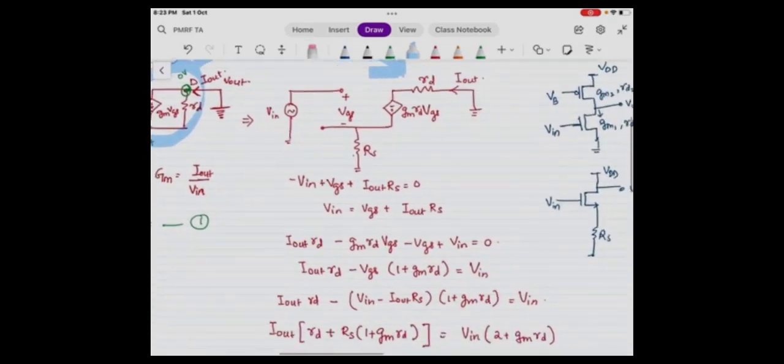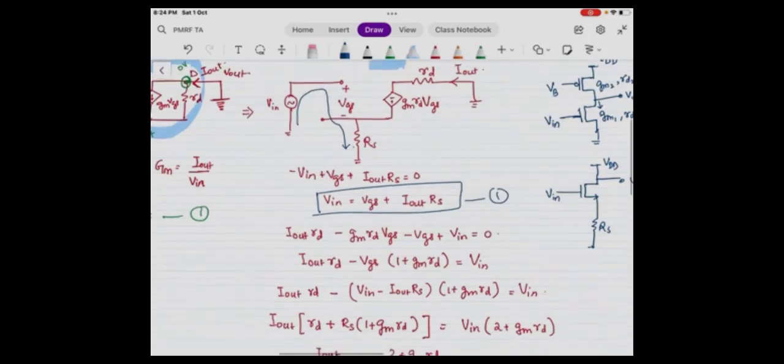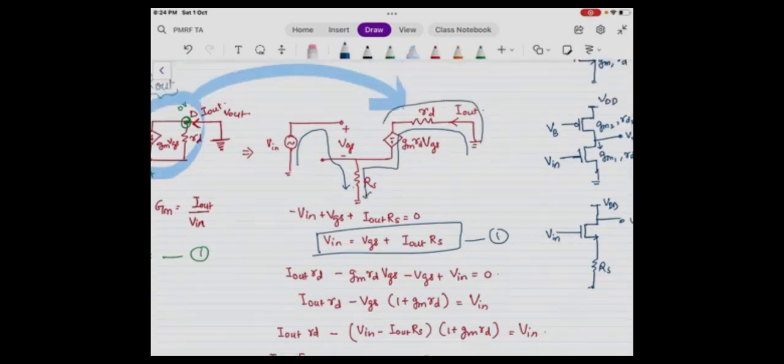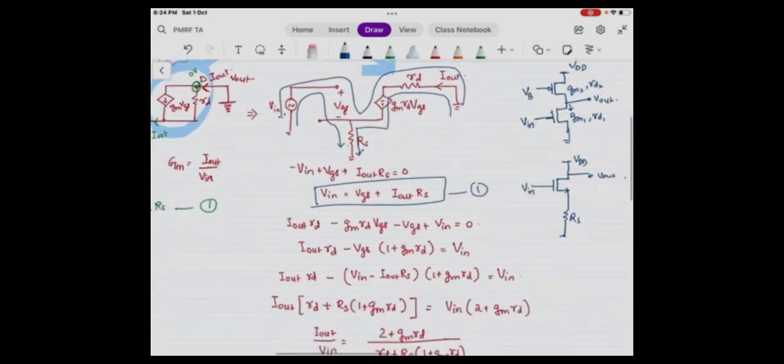Now we have two KVL equations. First we apply a KVL in this path, and therefore we arrive at this equation: V in equals VGS plus I out RS. And then next we apply a KVL in this path. You can follow this path or you can follow this path as well. Both will mean the same thing.